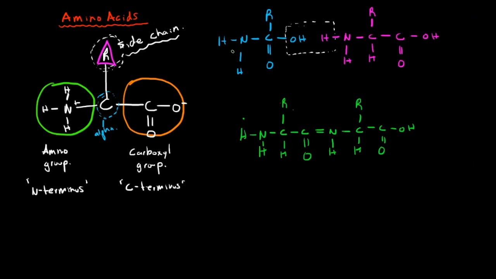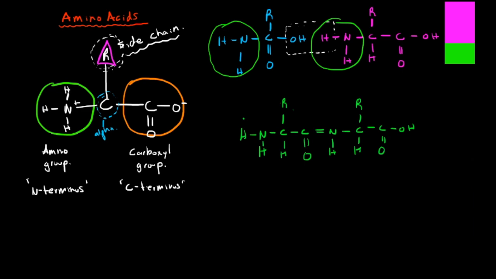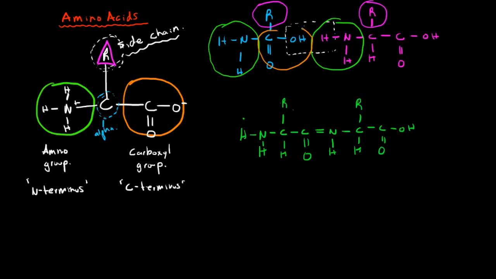Here we're going to look at how two of these amino acids might come together to form a chain of two amino acids. Right here we have one and we have two. This side right here is your amino group. I'll circle it for you to make it a little simpler. In green we have our amino groups right here. Then in pink we have our side chains, the R's, like this. And on the other side in orange we have our carboxyl groups.